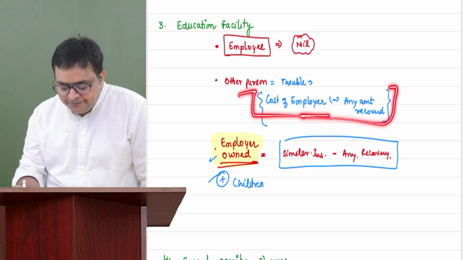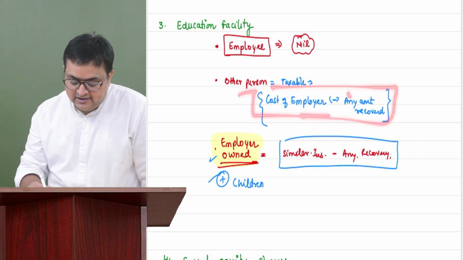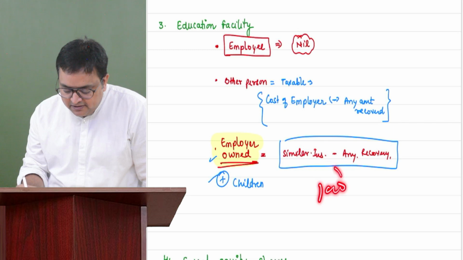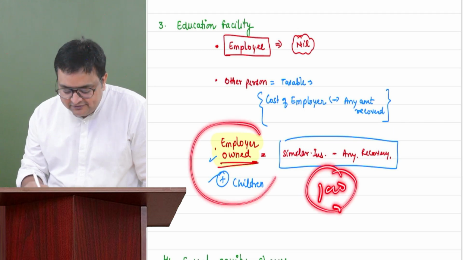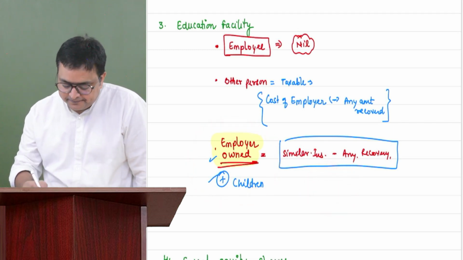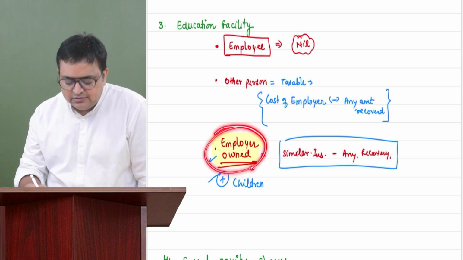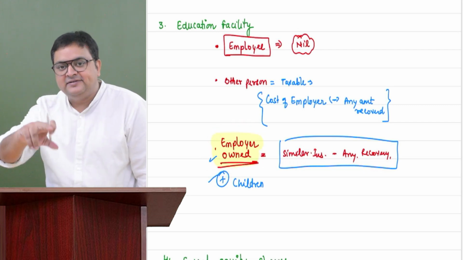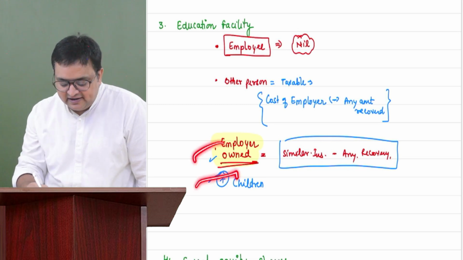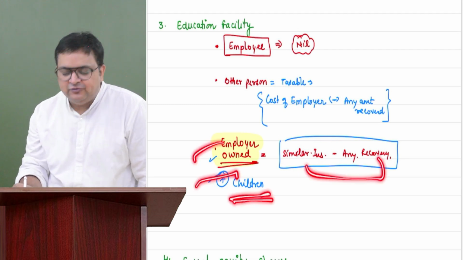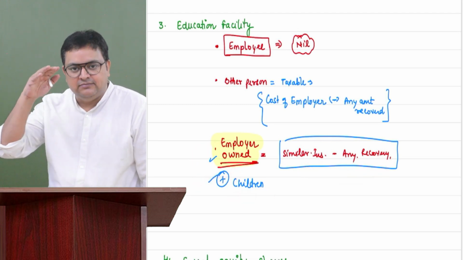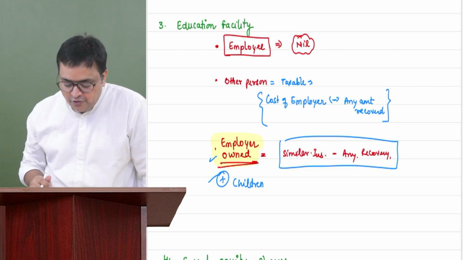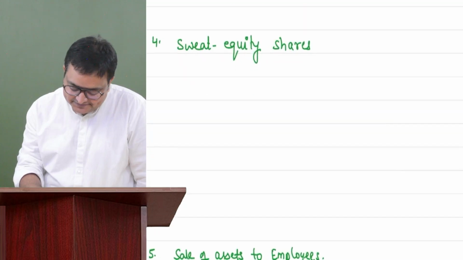If it is less than 1000, see, it is not an employer-owned institution. See, the 1000 threshold will come into the picture only if both these two conditions are satisfied. Got it? And for an employer-owned institution, it is the similar institution value minus any amount recovered, but only in the case where both conditions are satisfied and it is provided to children. So you have to see whether this value is coming up to 1000 or more than 1000, then work accordingly. Got it? Okay.